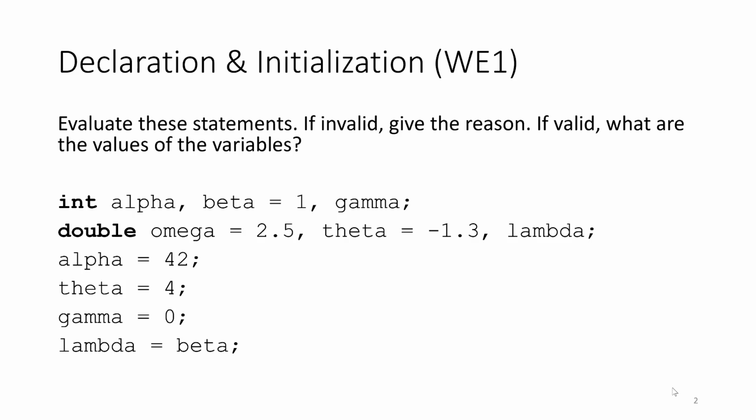In this example, we'll be looking at declaration and initialization of variables. Here's the problem statement. Evaluate these statements. If the statement is invalid, give the reason. If the statement is valid, what are the values in the variables? Below, we have declarations of several different variables. We will walk through each of these.